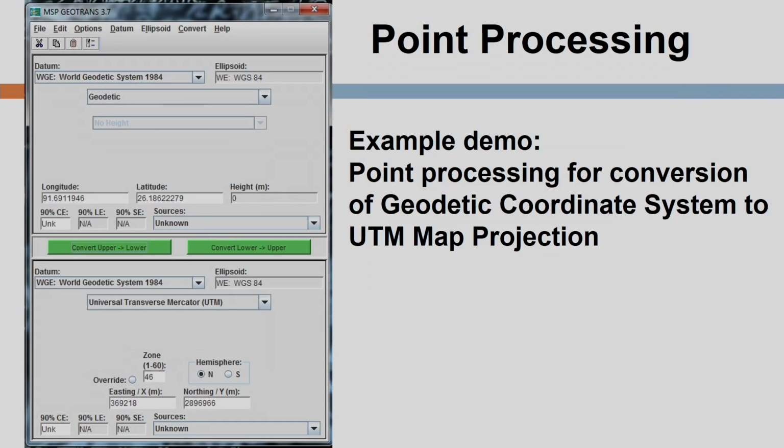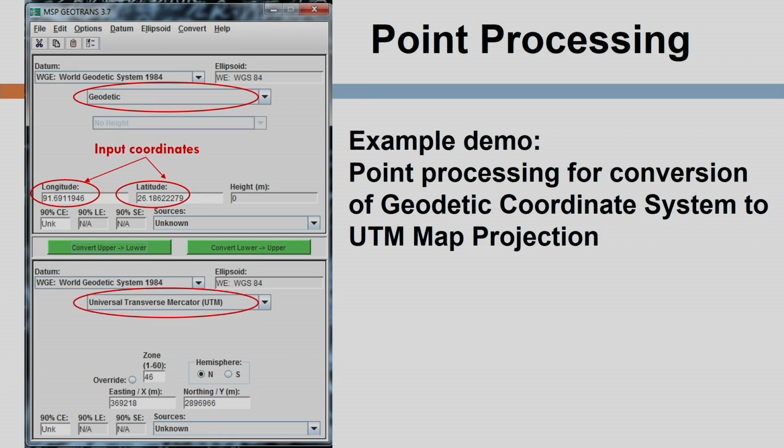Now I am showing you the point processing. Here we are showing a point processing for conversion of geodetic coordinate system to UTM map projection. So first of all, you will select geodetic in the input, and then you specify your input coordinates like this. Now in the output you will select UTM, and there you do the convert, upper to lower.